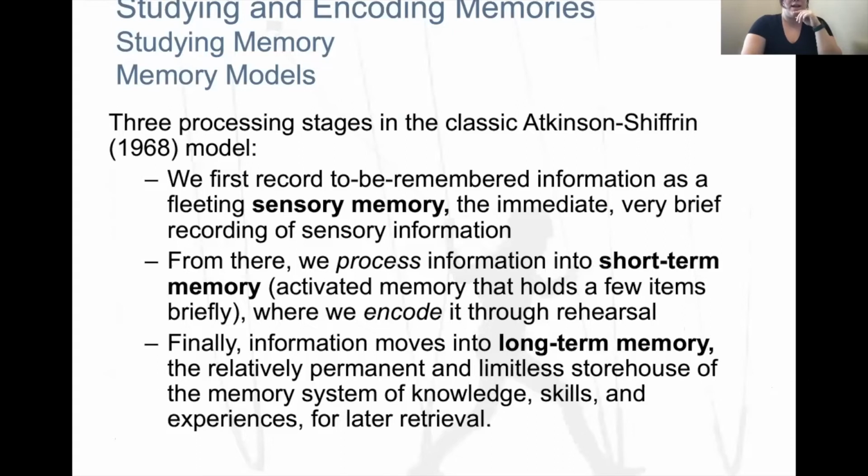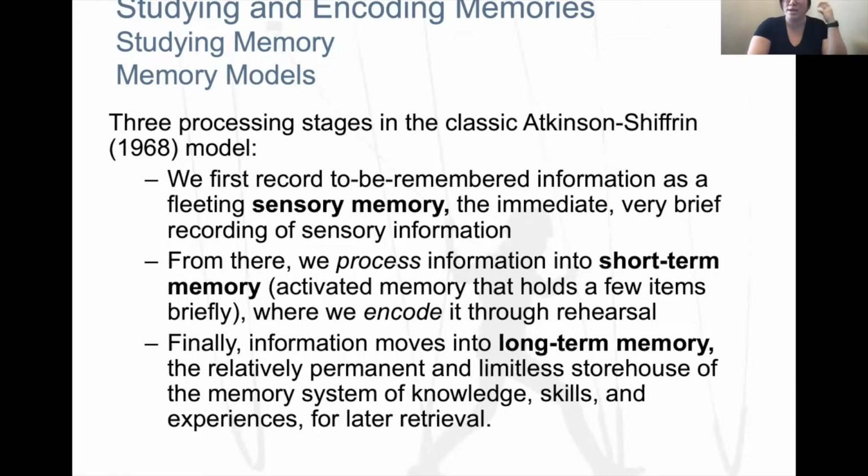So, studying and encoding memories. There are three processing stages in the classic Atkinson-Shiffrin model. We first record to-be-remembered information as a fleeting sensory memory, the immediate, very brief recording of sensory information. The senses are sight, taste, touch, hearing, right? Different senses produce sensory memories. This is the first thing that happens in our memory process.